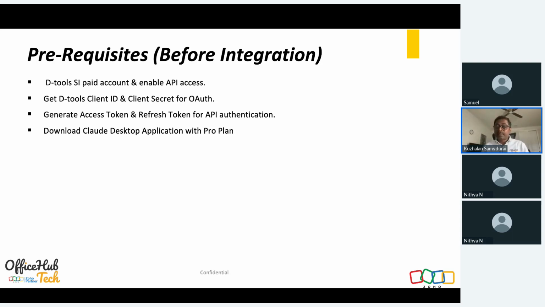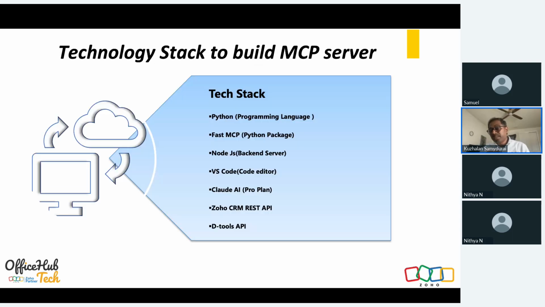And in this example, we have connected it to an LLM, which is the Claude LLM, right? You can connect it with ChatGPT or anything like that. Here we have connected with Claude. So we have downloaded the desktop application of the Pro plan of Claude, okay, which will be quicker to connect and things like that, right? So this is how we built the MCP server.